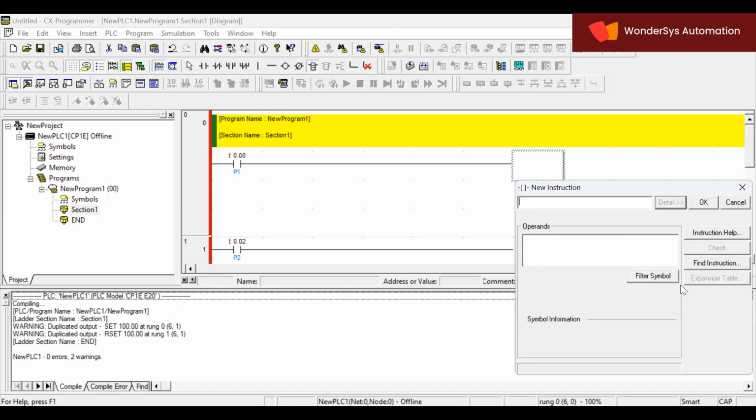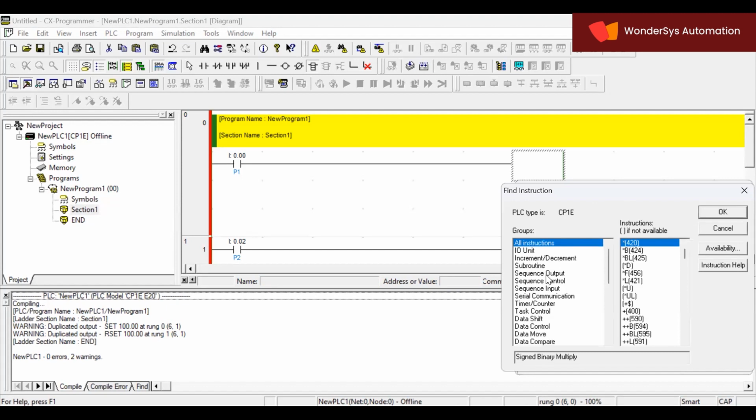In the details, you can go for find instruction, or you can select the instruction help. It will open the help page, and there you can find the instruction. Here, select the output. Why output? Because you are operating on the output. Select the sequence output. There you can see different options. Go for set.